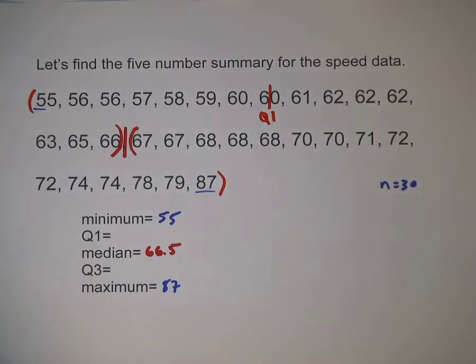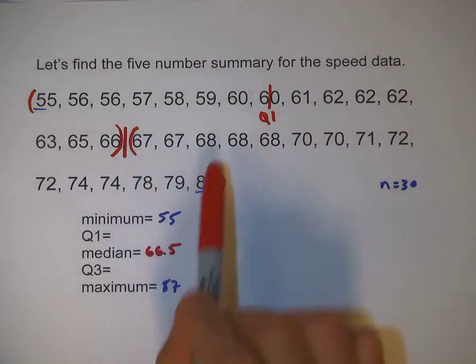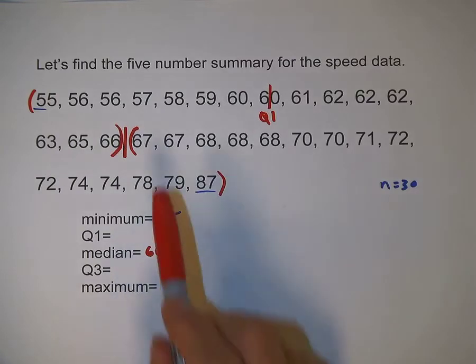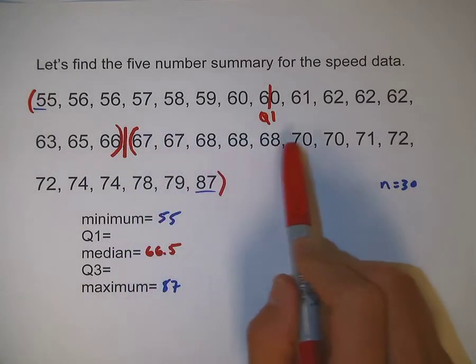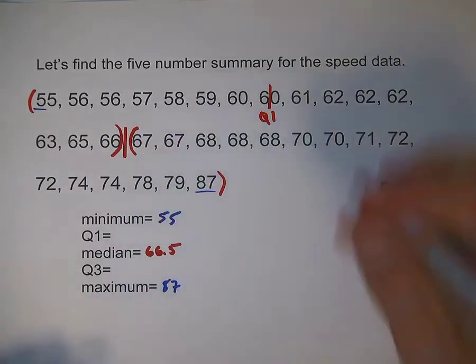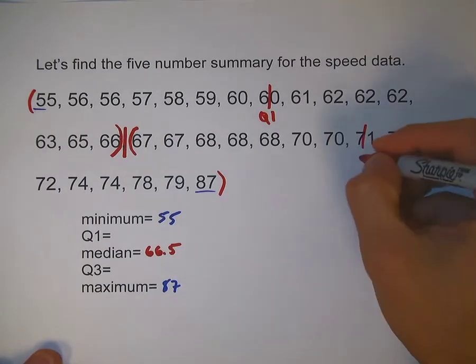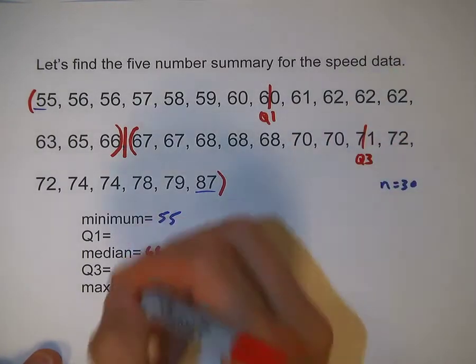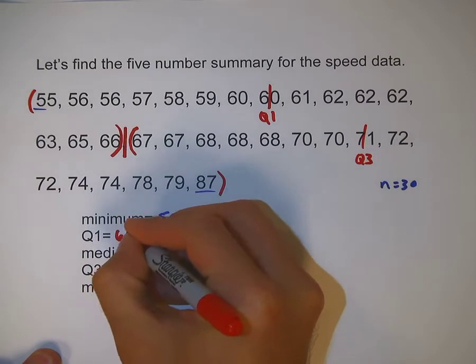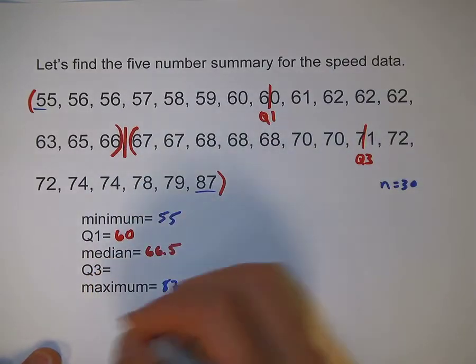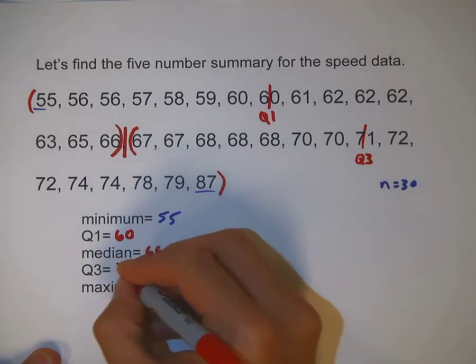Now to find Q3, we do the same thing but for the second half of the data. So again, I just count in and find the 8th value. 1, 2, 3, 4, 5, 6, 7, 8. That ends up being 71. So 71 is Q3. So Q1 is 60 and Q3 is 71.